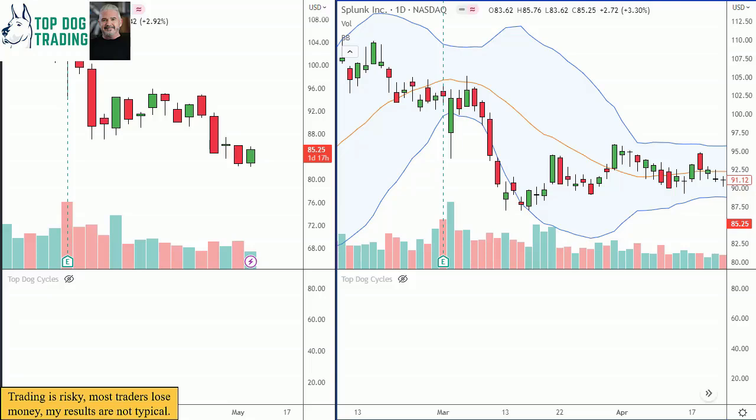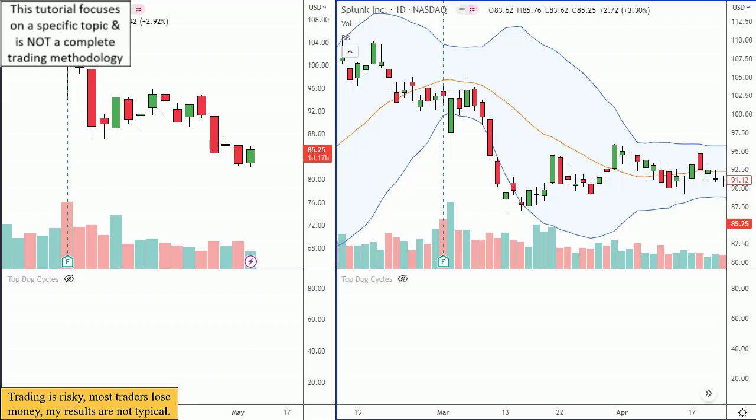How to use Bollinger Bands for scalping. This could be used for day trading, swing trading. I'm going to give you a swing trading example today, and I'm going to show you how to get in before other people get into Bollinger Band trades. This is actually one of my specialties. I'm very proud of this, and I'm going to share it with you right now.